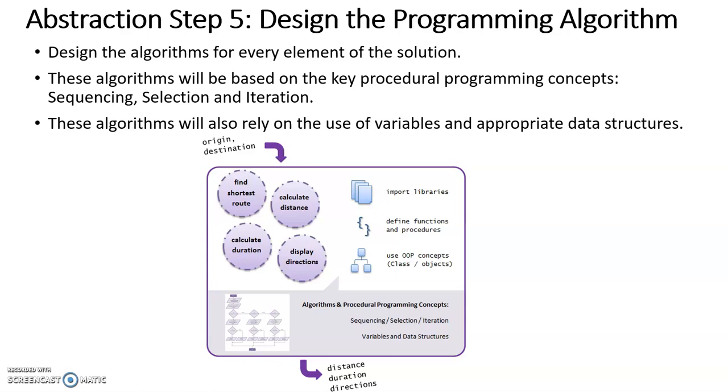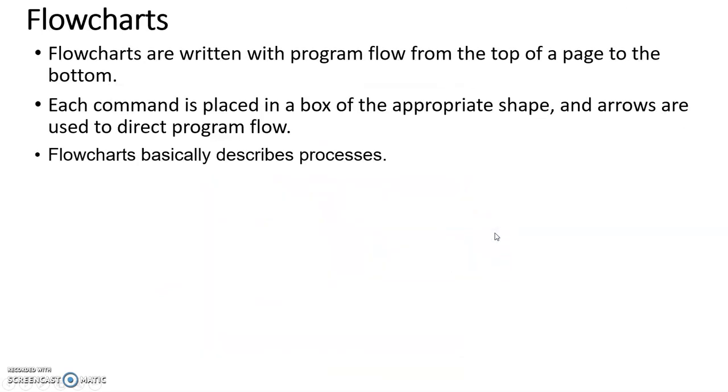Now, the next thing we need to do today is flowcharts. So flowcharts, like I defined for you in the previous class, are written with program flow from top of the page to the bottom. Each command is placed in a box of the appropriate shape, and arrows are used to direct program flow. A flowchart basically describes processes, all the basic processes that you will need to solve a problem.